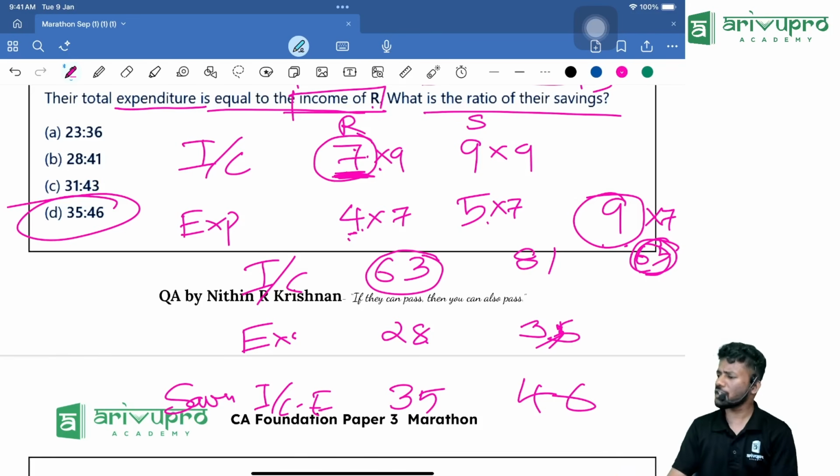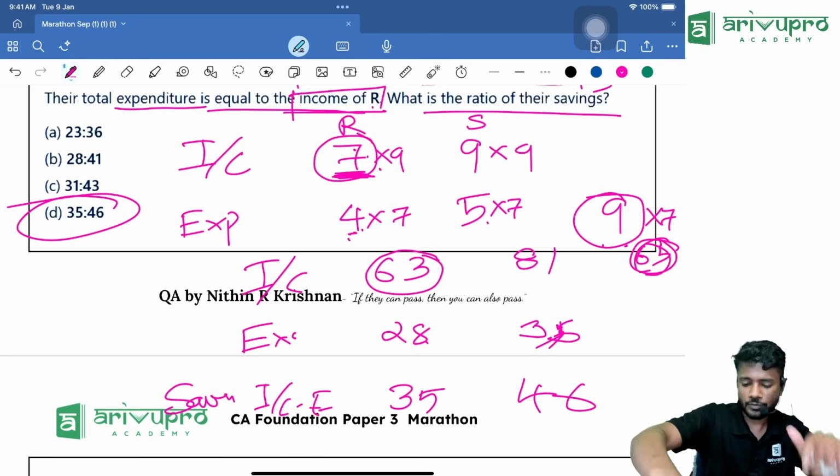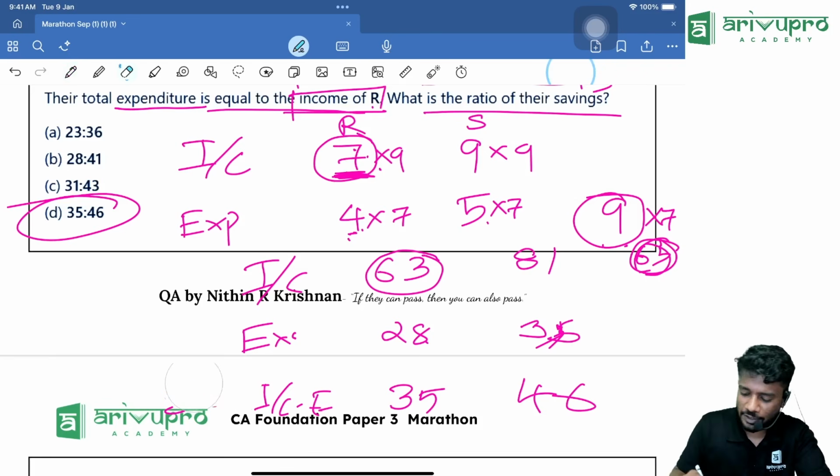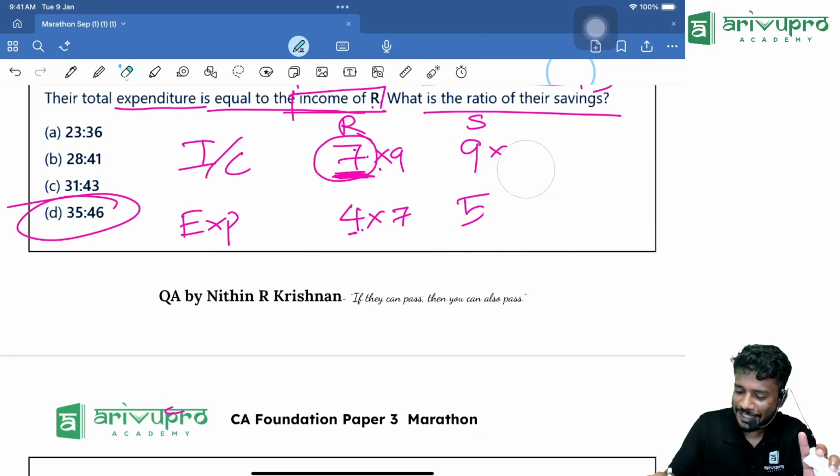Anyone is having trouble with the logic? Please tell. I'll explain it again. Yes, I can do that. If you are finding it in the normal way, it will take the entire time. So we will not do that way.